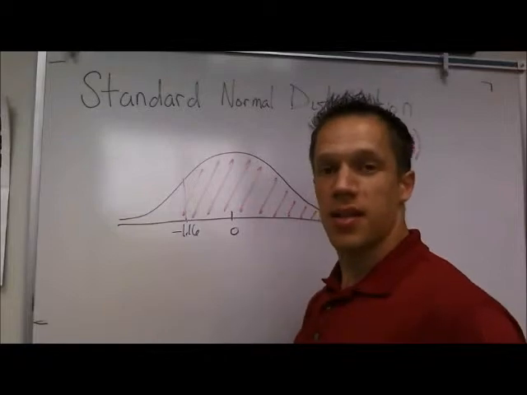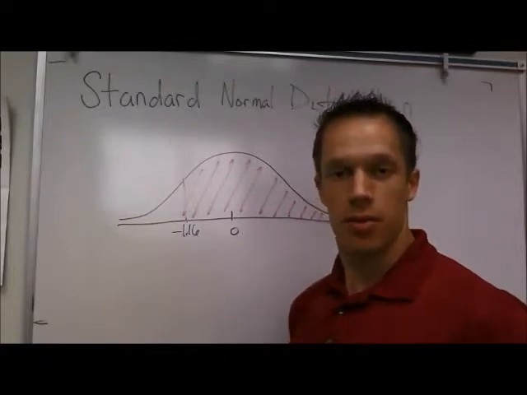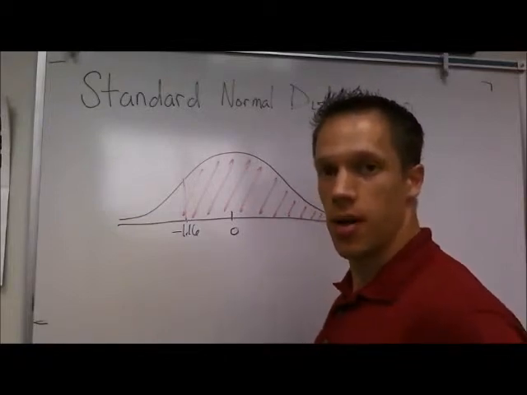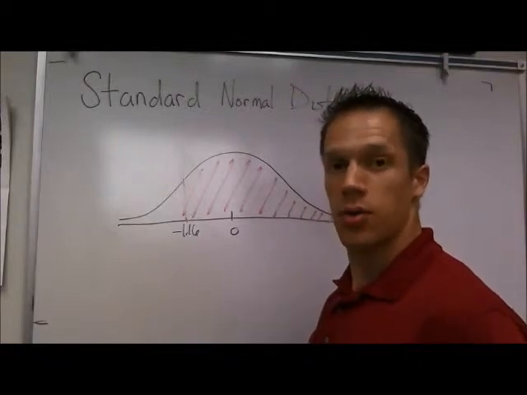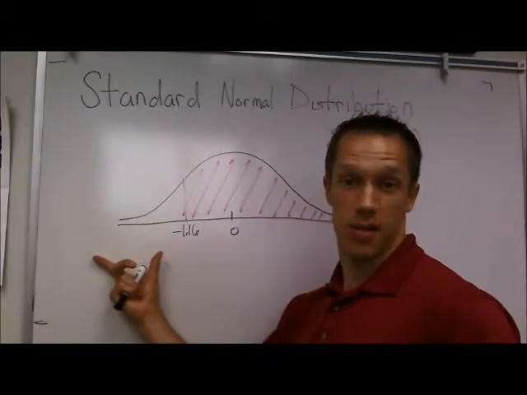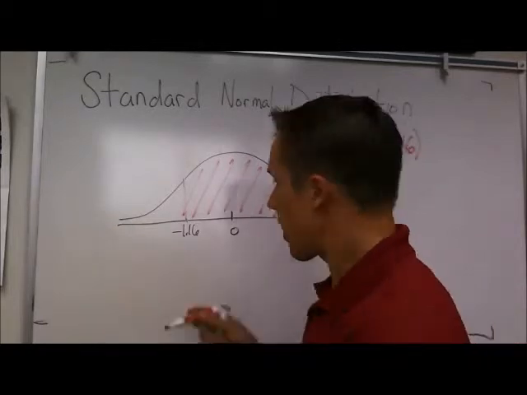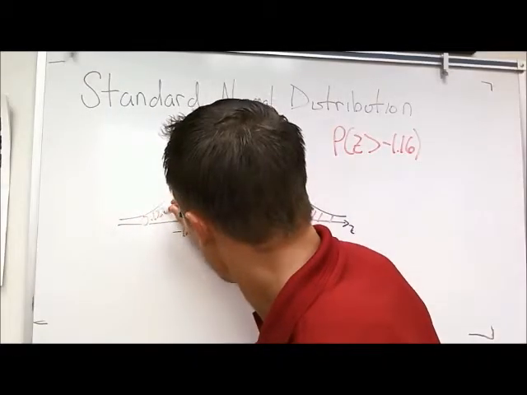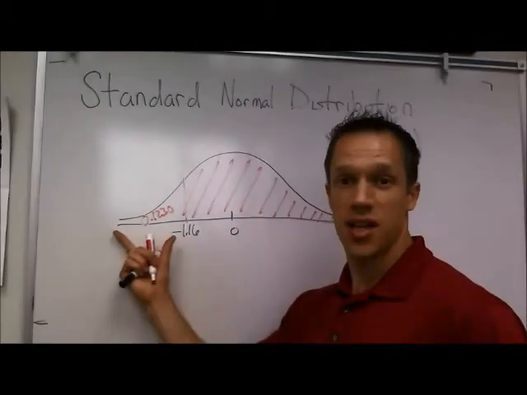Now if I look up negative 1.16 in my standard normal table, the one that I showed you a few minutes ago, what I'm going to see is the number 0.1230. That number represents the area to the left of negative 1.16. So I'm actually looking up in the table this area, which is not the shaded region that I want.